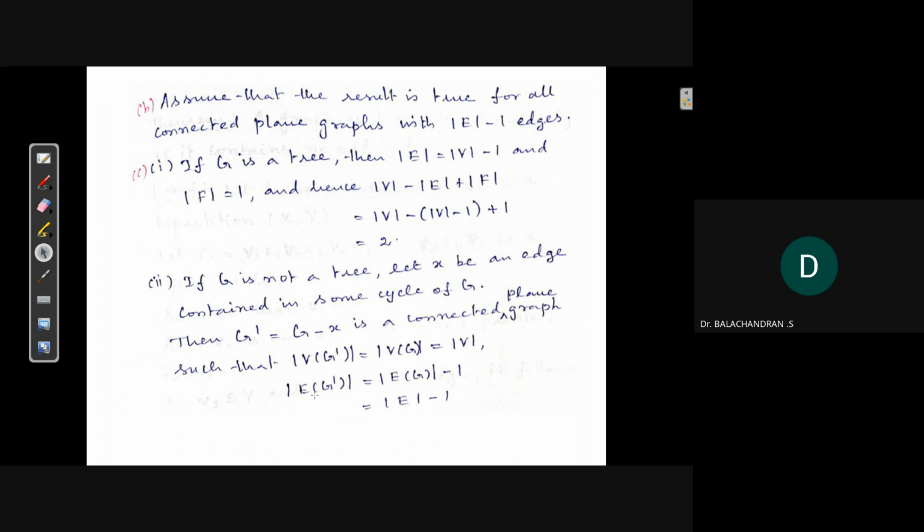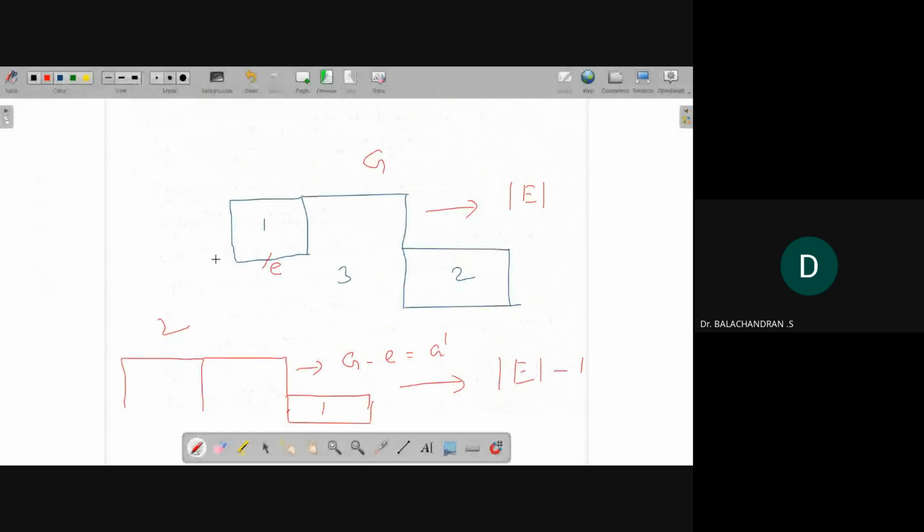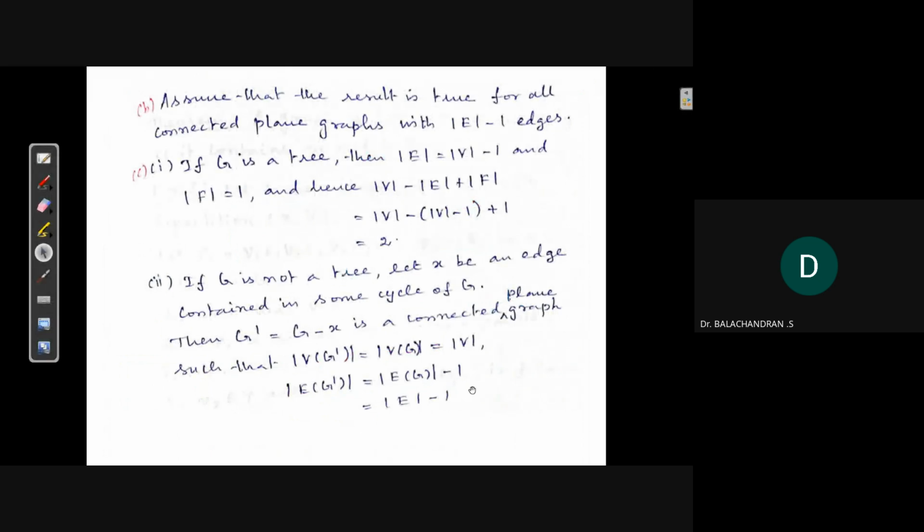But the number of edges in G dash is the number of edges in G minus 1. You can see here, I removed this edge. That's why in G dash, one edge is reduced. So the number of edges in G dash is equal to the number of edges in G minus 1. I will take the number of edges in G as just the cardinality of E. Instead of E of G, I'll just write E.